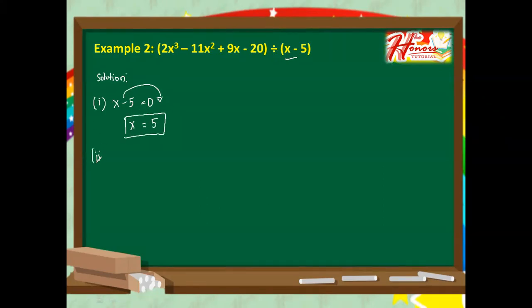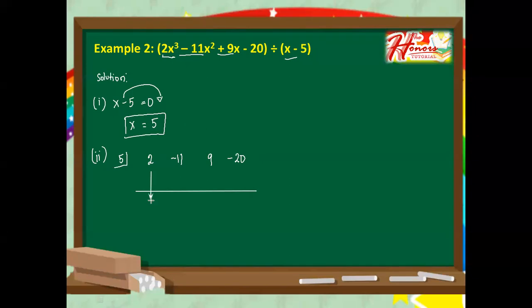For the next step, write 5 here, which is the value of your x, and then write all of the numerical coefficients of your given, the first given. So you have here 2. Please have the sign of the numerical coefficients. So you have here negative 11, you have here 9, and you have here negative 20.